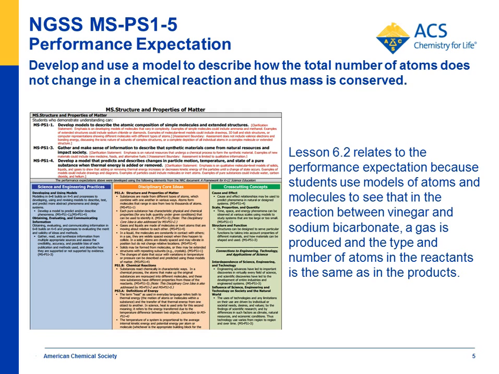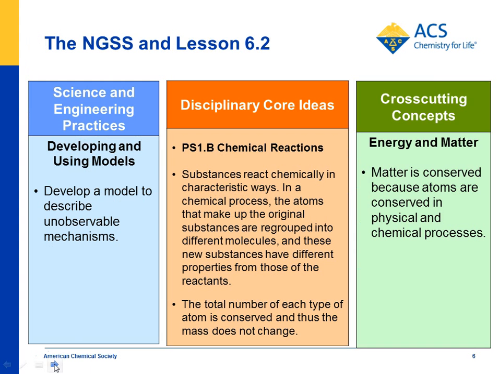If you're in an NGSS state, there's a performance expectation, MS-PS1-5, which says, develop and use a model to describe how the total number of atoms does not change in a chemical reaction, and thus mass is conserved. Lesson 6.2 relates to this performance expectation because it's exactly what students do. They first see the phenomenon, then they work with it themselves, and then look at a chemical equation that represents the reaction they worked with, and they see that there's the same number and type of atoms on the left as there are on the right. That means that mass is conserved.